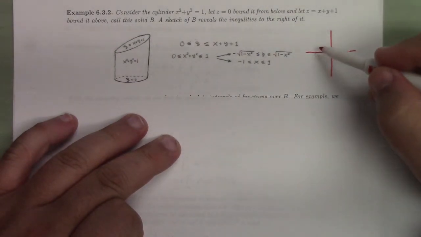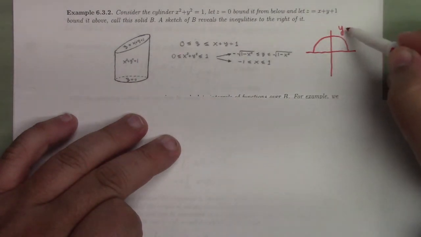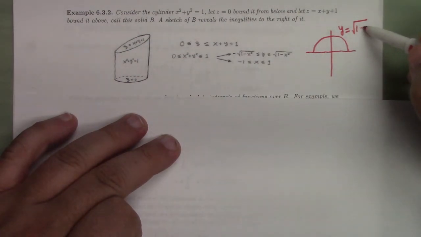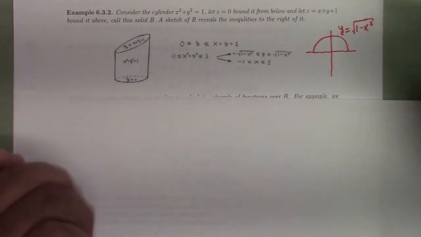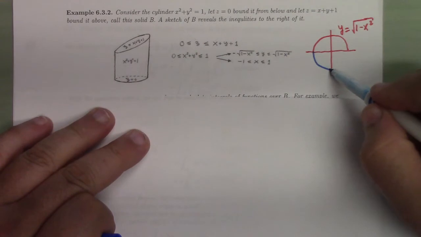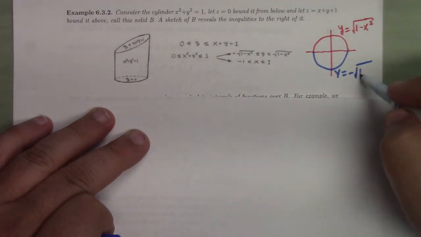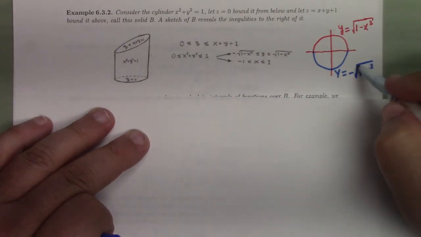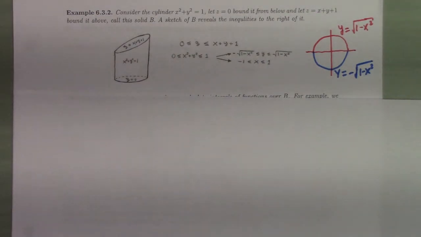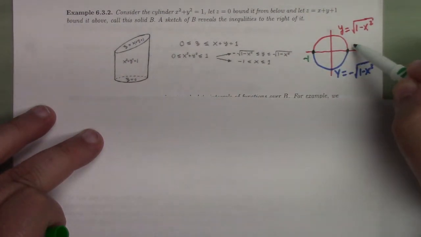And so this is y equals the square root of 1 minus x squared, and this down here is minus the square root of 1 minus x squared. And you notice that we're going between x equals minus 1 and x equals 1.